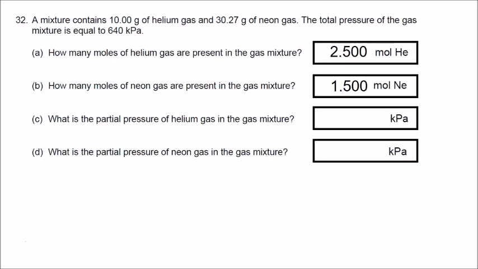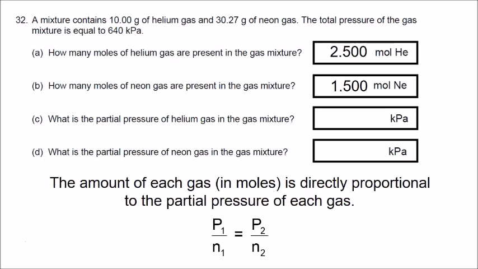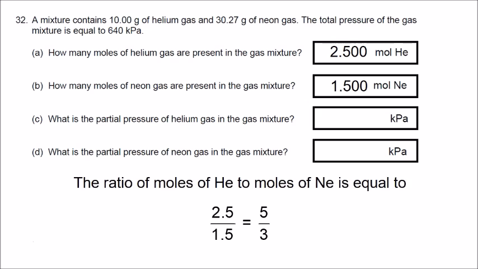640 kilopascals is the total pressure of the gas mixture. We should know that the more moles you have, the greater the pressure is going to be. And that doesn't matter whether it's helium or neon. So because the pressure of each gas is proportional to the moles, then we can definitely compare the mole ratio and have that be the same as the pressure ratio. So the mole ratio is 2.5 to 1.5 or 5 to 3.